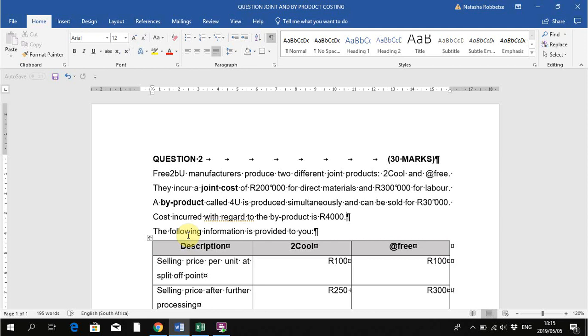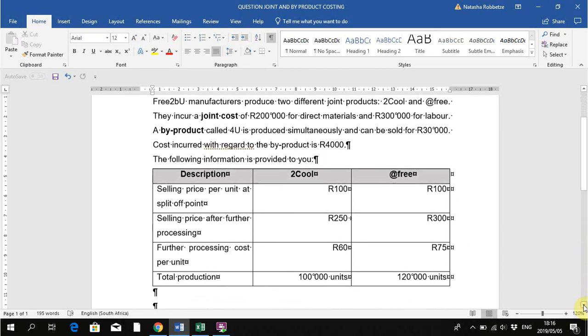So I want us to look at this question. It's called Free2BU, and it says that Free2BU manufactures two different joint products, Too Cool and At Free, and they incur joint cost of 200,000 Rand for direct materials and 300,000 Rand for labor. Then a byproduct called For You is produced simultaneously and can be sold for 30,000 Rand. The cost incurred with regard to this byproduct is 4,000 Rand.